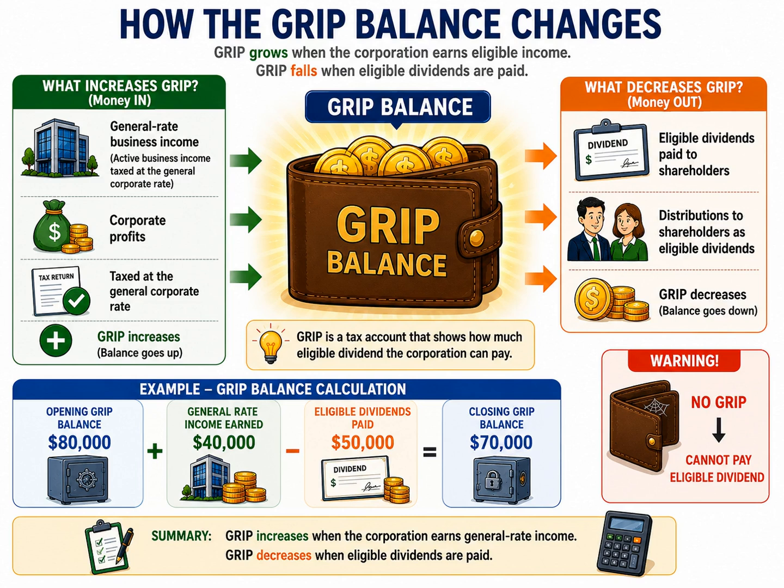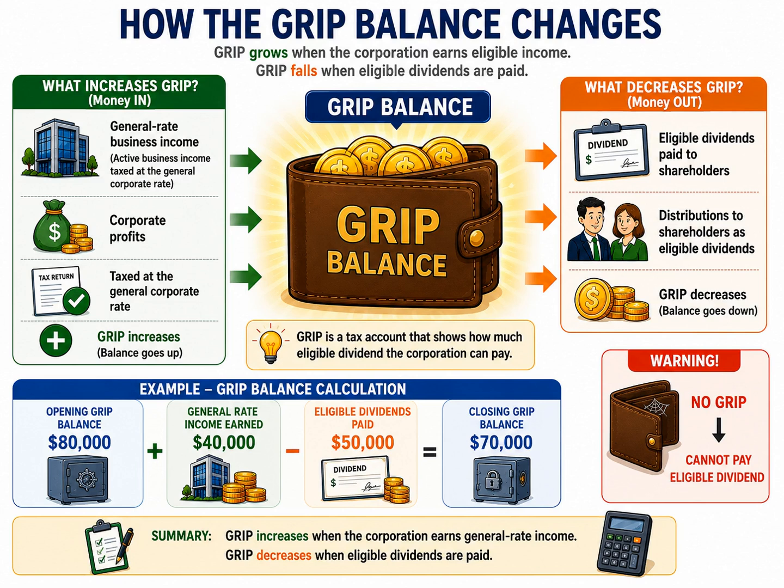The warning box highlights another important rule. If a corporation has no GRIP balance, it generally cannot designate dividends as eligible dividends. Instead, it may only be able to pay non-eligible dividends, which are taxed differently in the hands of shareholders. This is why maintaining an accurate GRIP balance is so important.